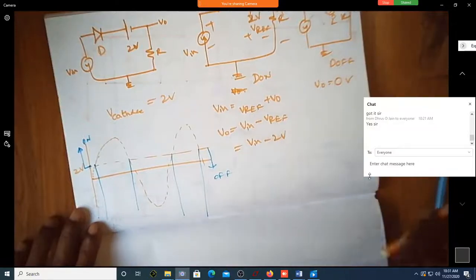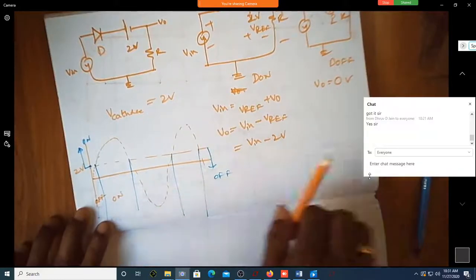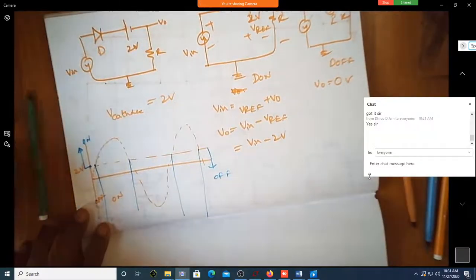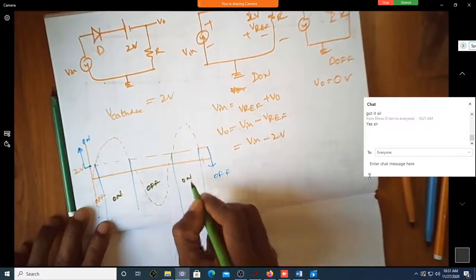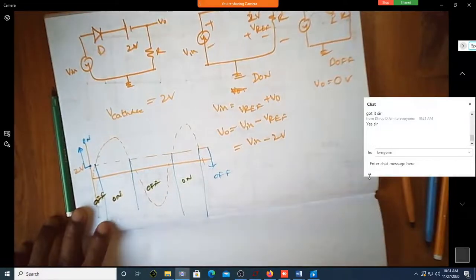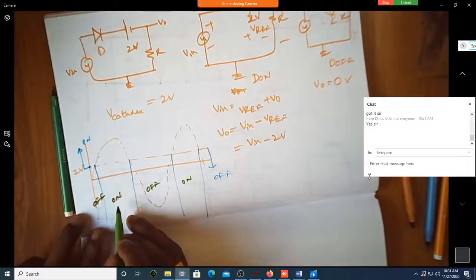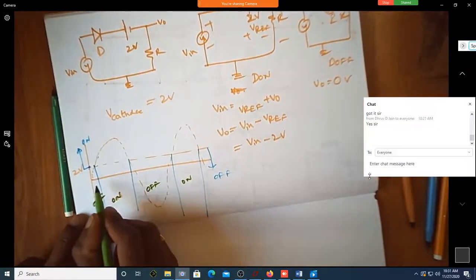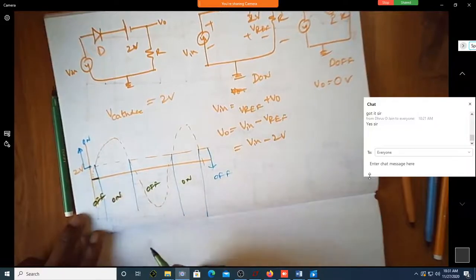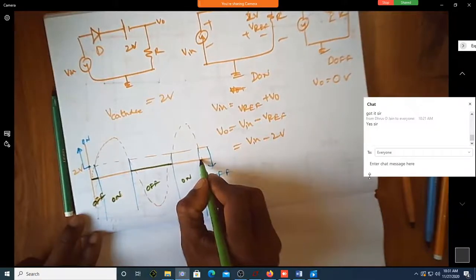Okay, now is this off here? Is this on? Let me write it using some other pen. This is on, this is again off, this is on, this is off. Correct? What is the output when it is on? V in minus 2 volt. Before that, when it is off, what is the voltage? Because it is off initially, it is 0. Is it correct? Shall I write 0 here for again off?